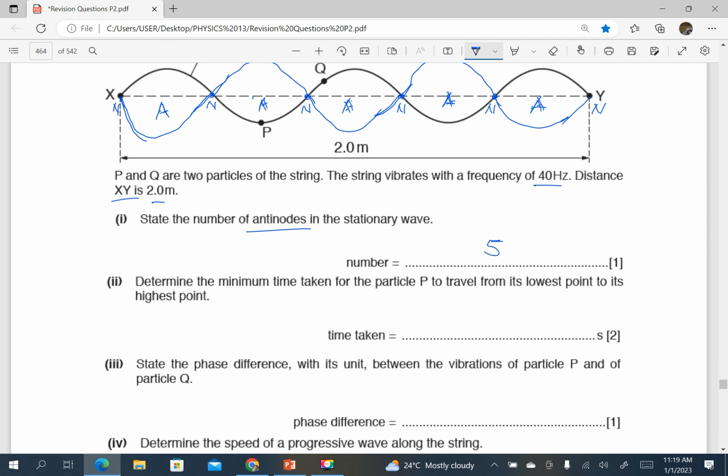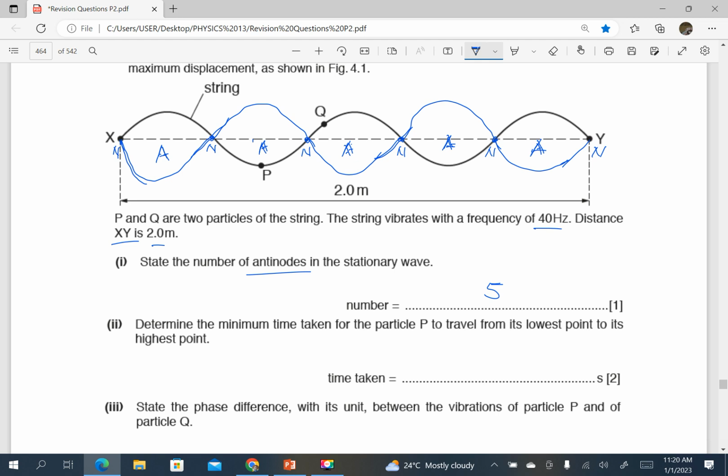Determine the minimum time taken for the particle P to travel from its lowest point to its highest point. I think that is half a cycle. If this is your lowest point and this is your highest point, for one complete cycle, if this is A and that is B, the particle has to go from A to B and back to A for one complete cycle. But if it simply moves from A to B, that is half a cycle. So the time we want is half a period. Half a period, and what is the period? The period is 1 over frequency.